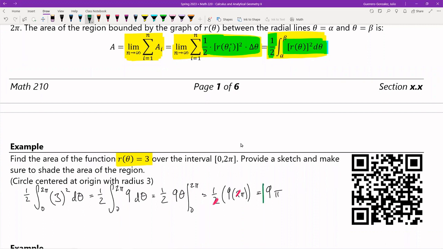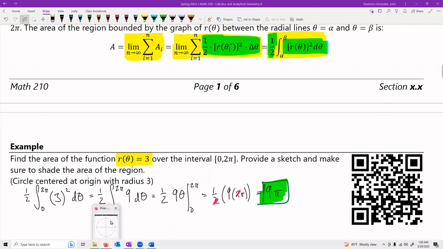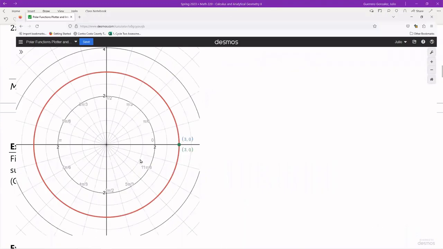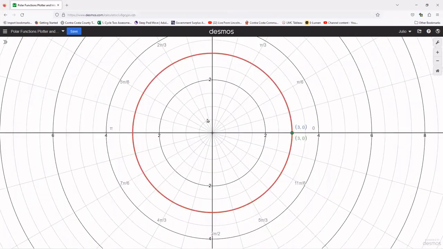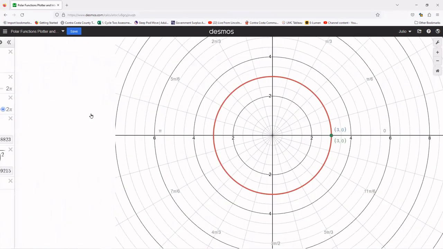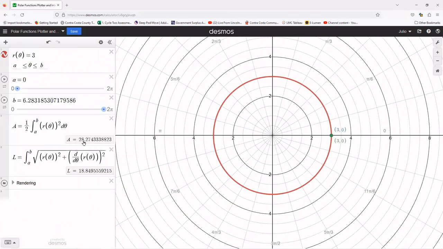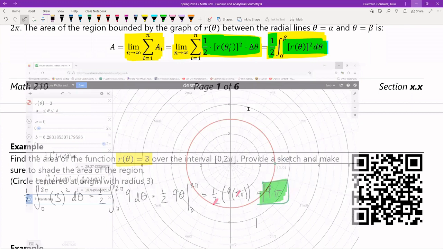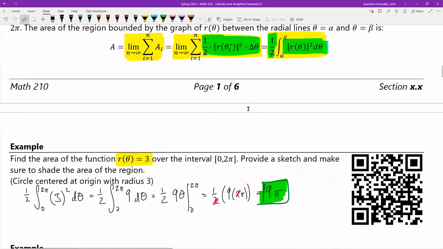So all is right with the world, right? We used calculus to find the area of a circle. Yay. Now let me go back to this thing. It gives me the graph here, and if I pop this out, there it is, 28.27. I'm just going to go ahead and plop it in down below. So 9 pi, 28.27. All is even more right with the world, that our geometry equations still hold up, even though we're doing this by calculus. Not bad, not bad.